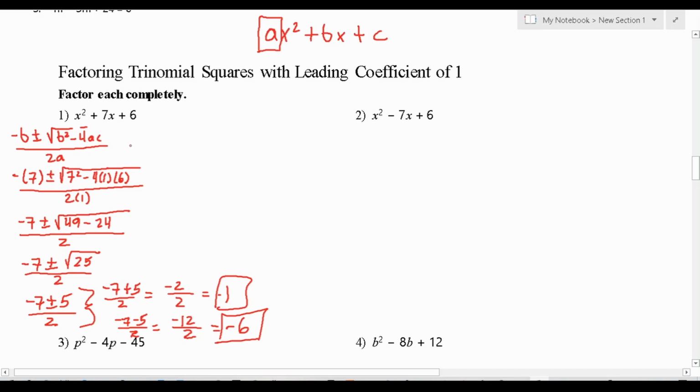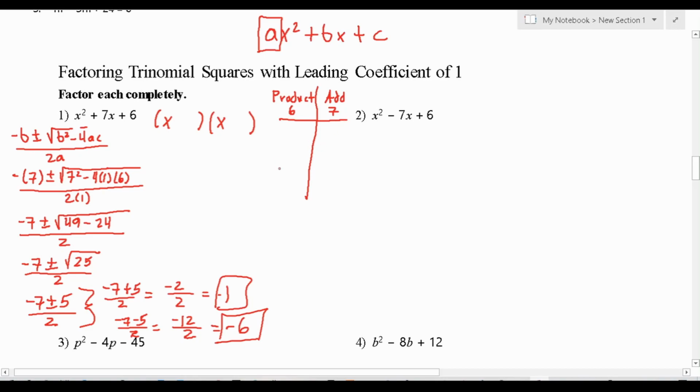Factoring quadratics with a leading coefficient of 1 are always going to be of this form: (x)(x) in parentheses. And that x could be whatever variable you're given. As you can see down here, we're going to have p, so we'll put p in place of x. But they're always going to be in this form. And now it's just a matter of asking yourself this: what two values can I find that have a product of 6 and add to 7? So we're looking for two values that do that.